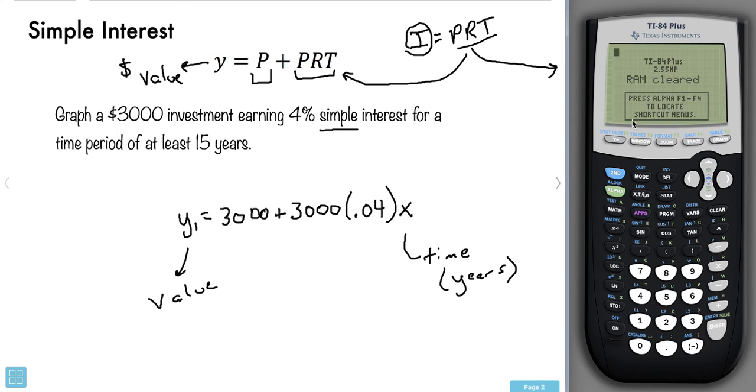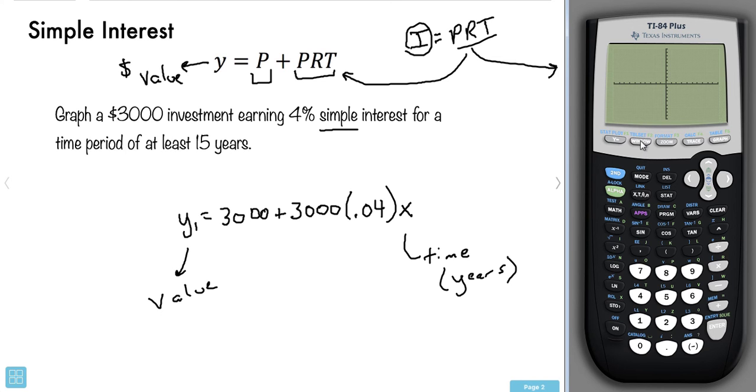So I'm going to come to my calculator. You can already see I've cleared out the memory. I'm going to hit Y equals and just type in what I've got there: 3,000 plus 3,000 times 0.04 times X. Now when I hit graph, we are not going to see very much, and that's for a couple of reasons. The main reason being the window is not adjusted correctly.